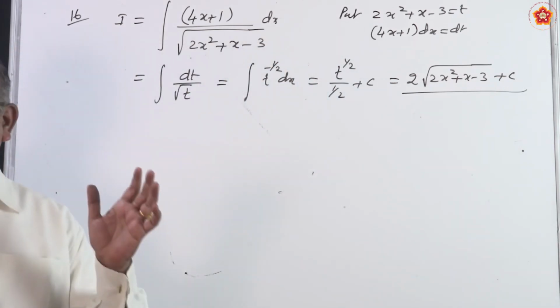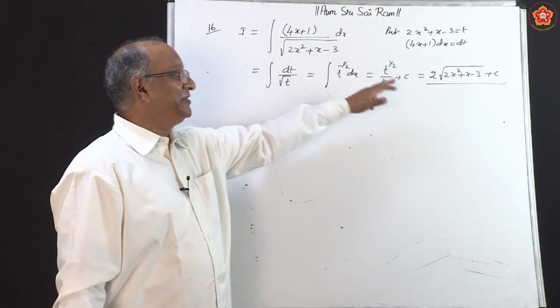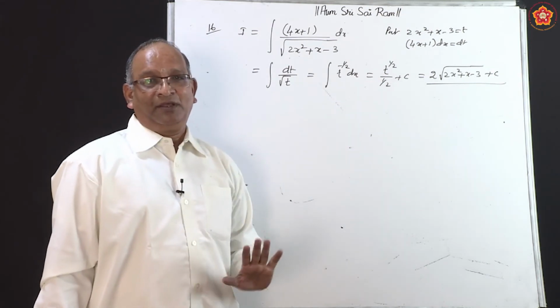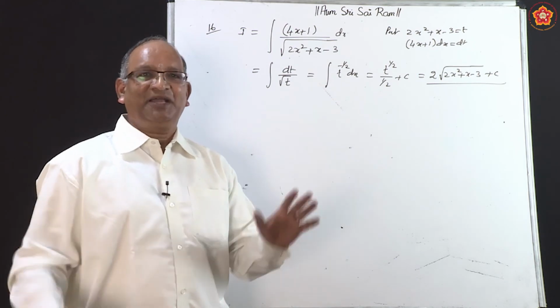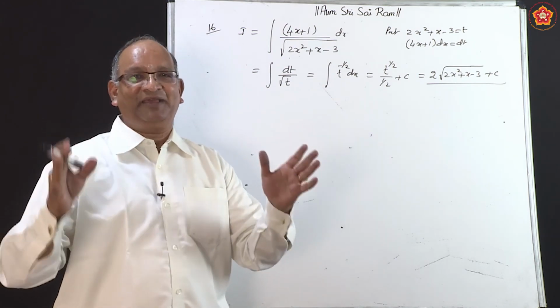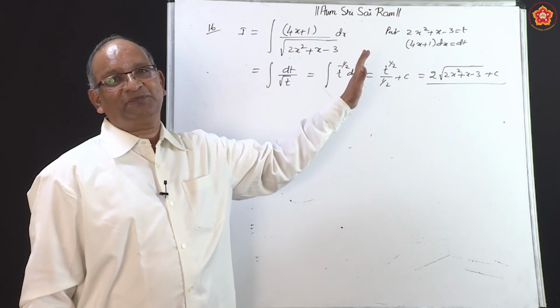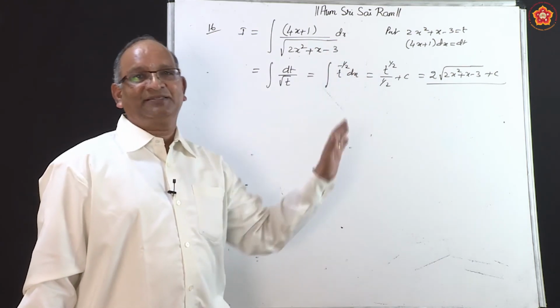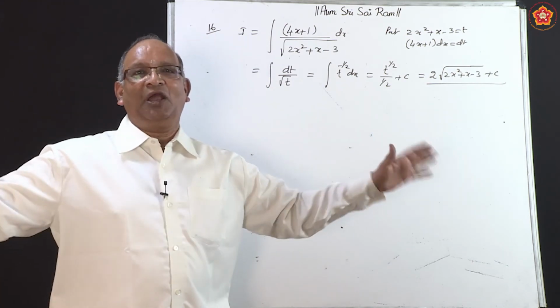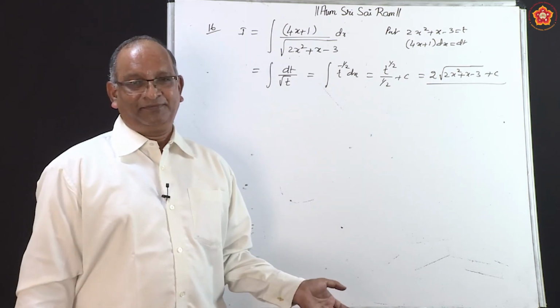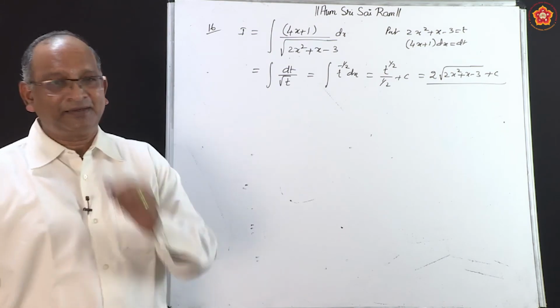Even if you follow that long method, you are going to arrive at the same result. So sometimes we need to use our common sense instead of just thinking in a traditional way that it is in the form px plus q by ax square plus bx plus c in the square root. So we have to do it elaborately, not required. Okay, let us move to the next.